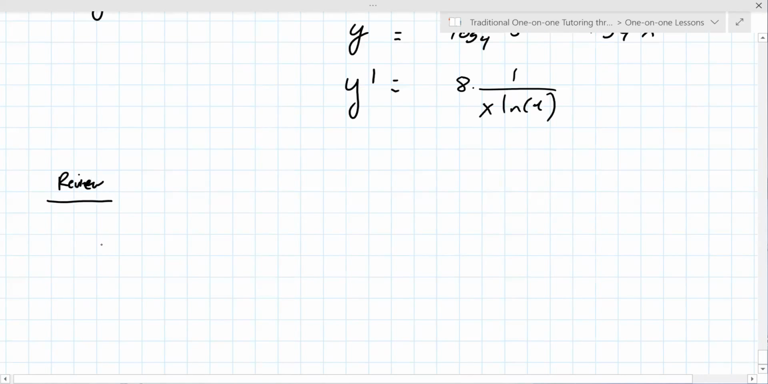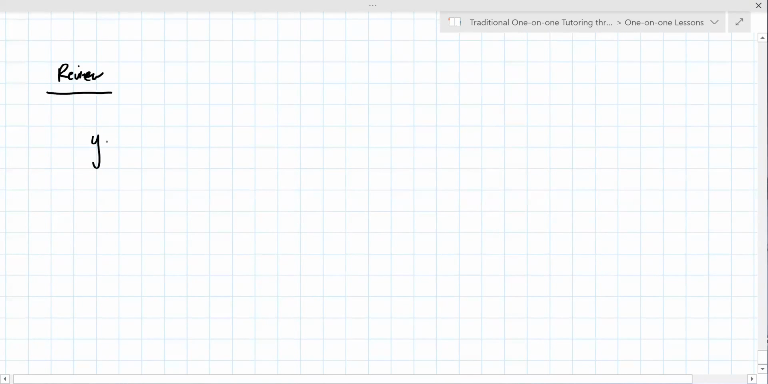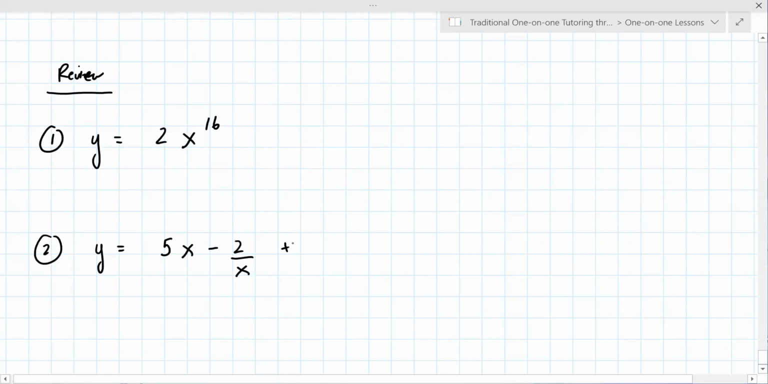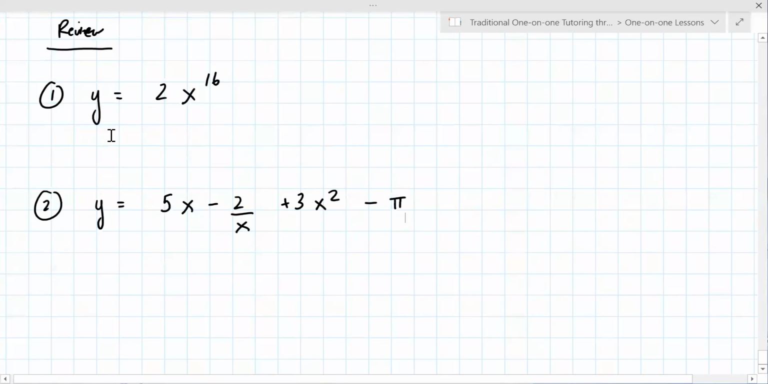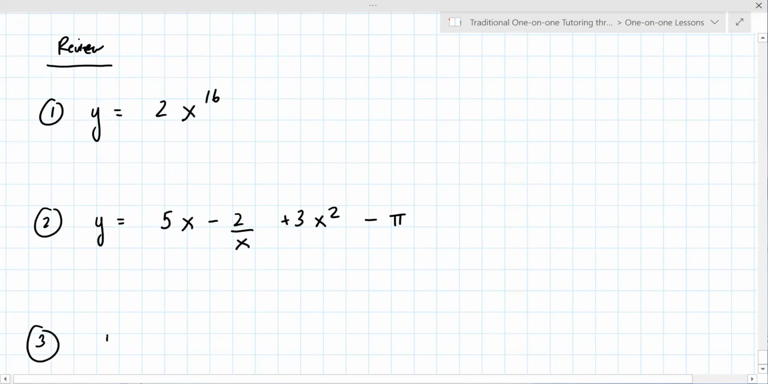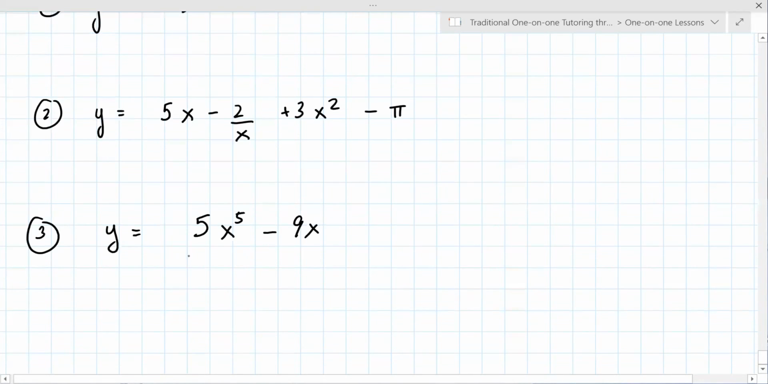So let's do a review with some problems here. This includes the last lesson. So here's some problems that you should be able to do. And all of these are like find the derivatives. That's number one. Number two would be like y equals, and then throw in one more here. Let's go y equals 5x to the fifth minus 9x all over x squared.